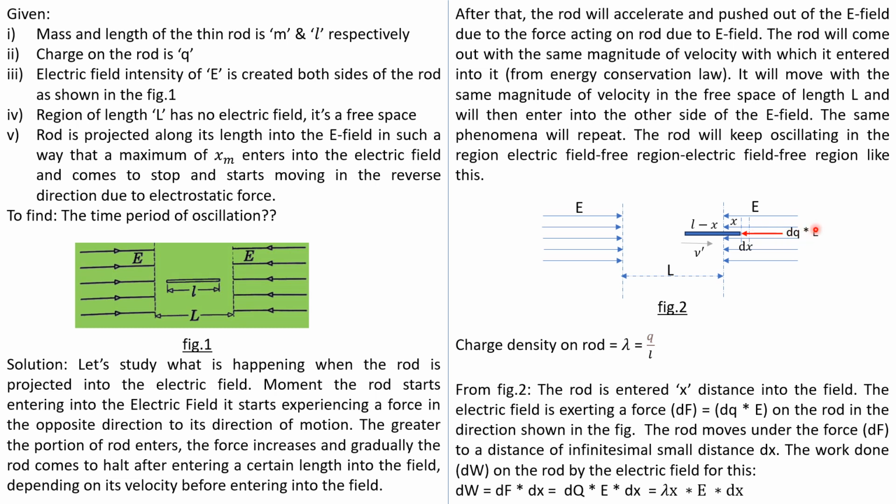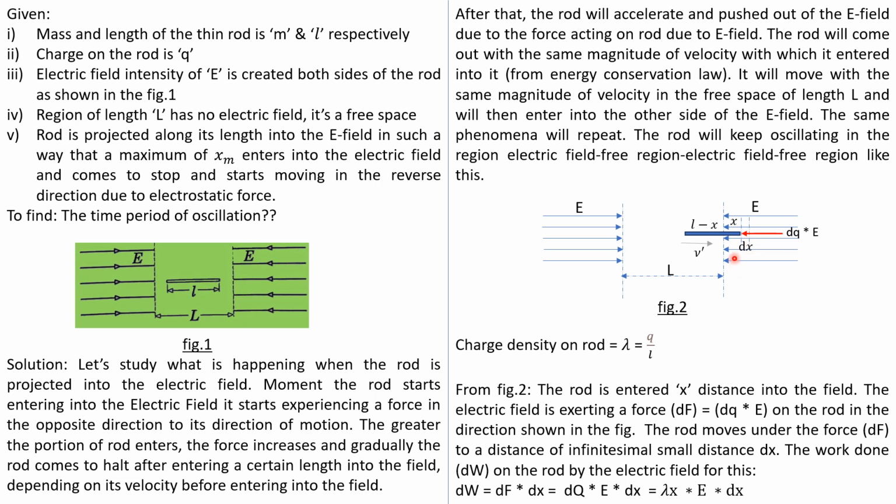So what will be the force acting in this direction? Since x portion of the rod is inside, x portion of the charge on it will interact with the E field, and if dq is the charge on the x portion of the rod, then dq times E will be the force acting in this direction. Why? Because this rod is positively charged. So the force will be in this direction.